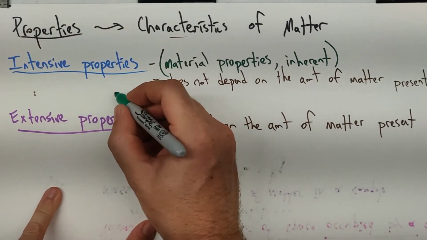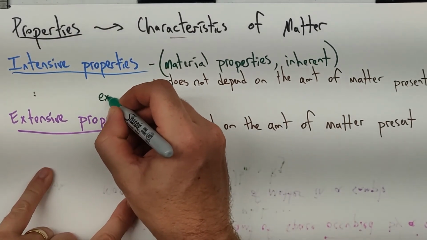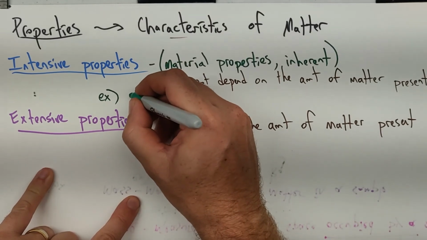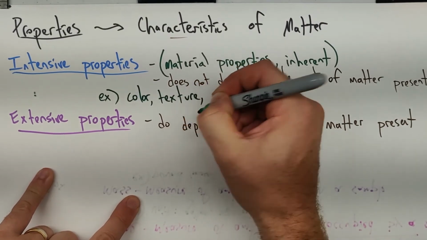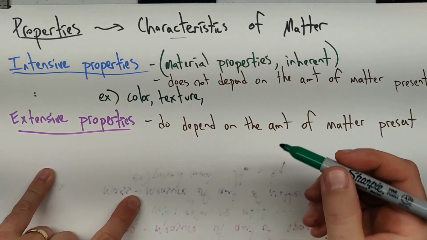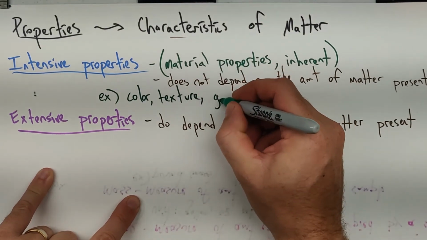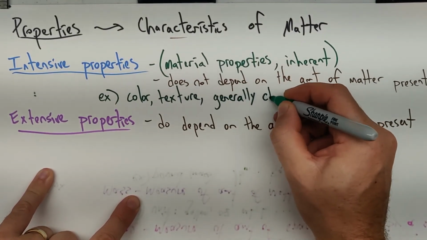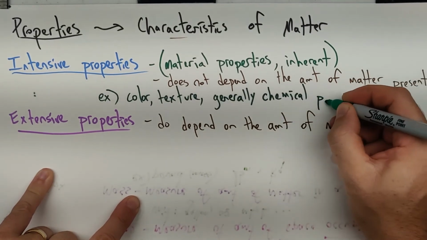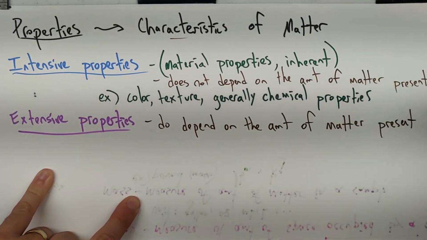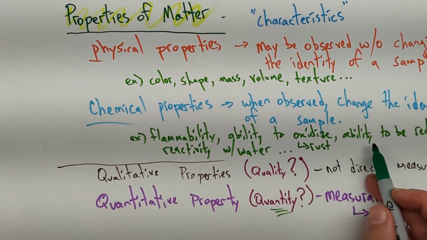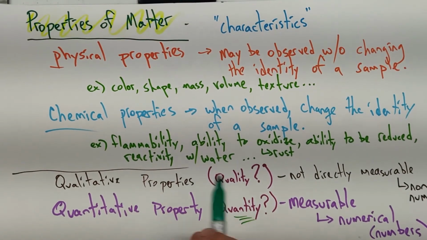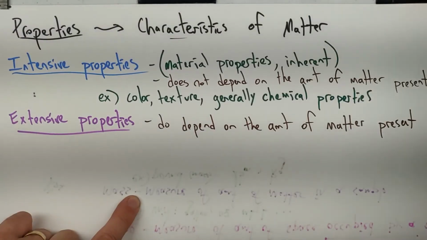All right, so intensive properties, we just said might be things like color or texture. And I'll even go so far as to say, rather than looking at specific chemical properties, we will say generally chemical properties. Those ones we had looked at previously, like ability to oxidize, or we had said for iron that's rusting, ability to be reduced, or reactivity with water. These are all things that are material properties independent of the amount of them that you have.